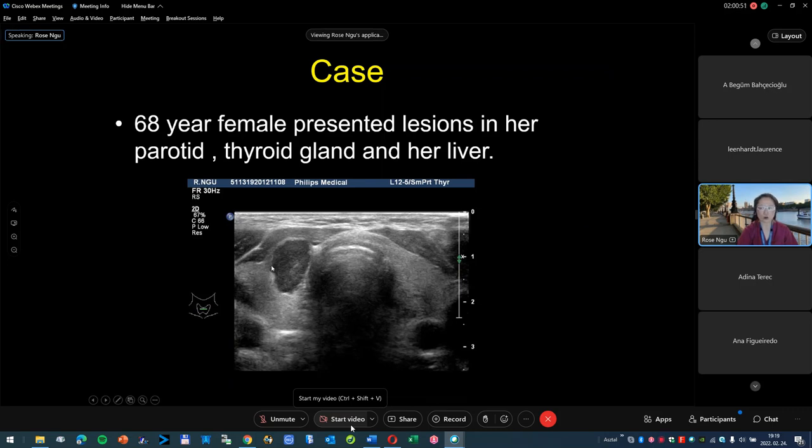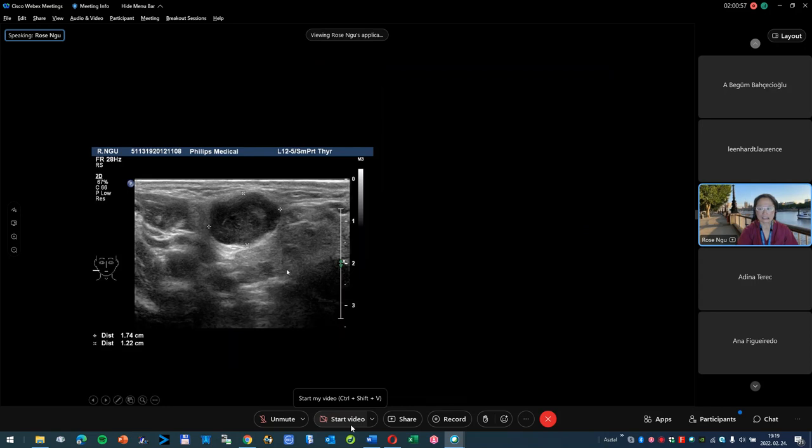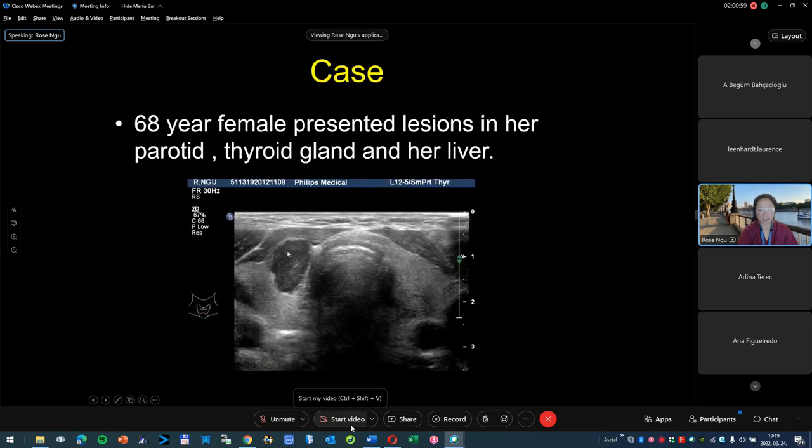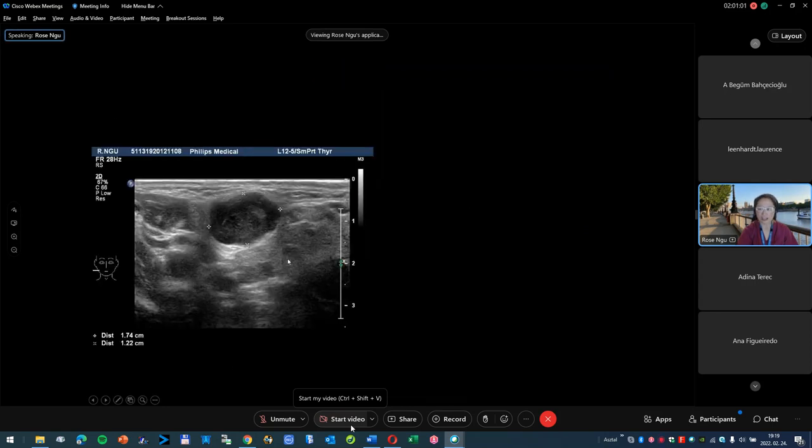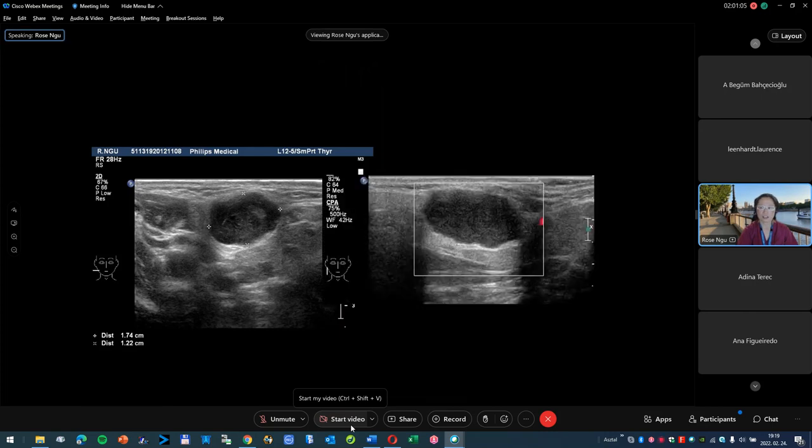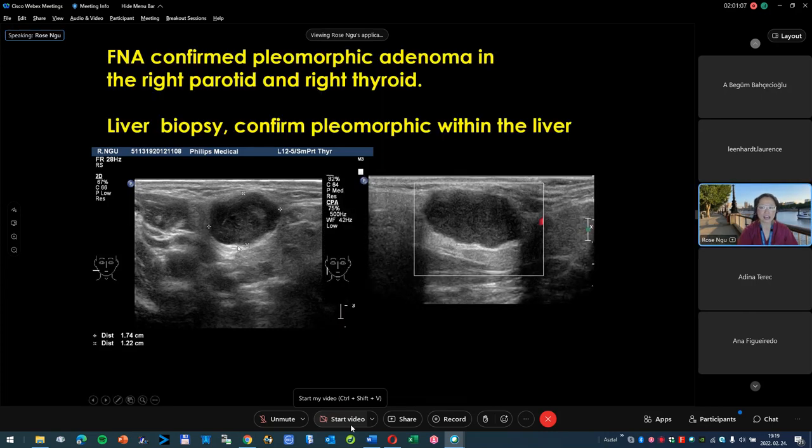As you could see, it's tall rather than wide, irregular, lobulated, solid. And that will be a euthyroid 5. And then we look at the parotid gland, looks very similar to the thyroid. And we FNA both. And this confirmed it's exactly identical to the liver. It's a pleomorphic adenoma.